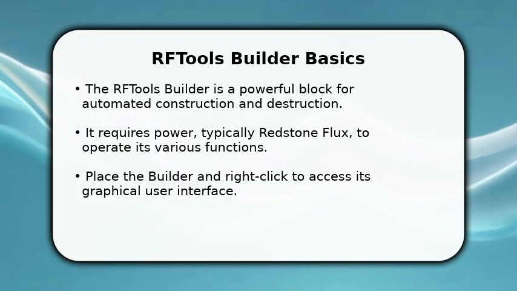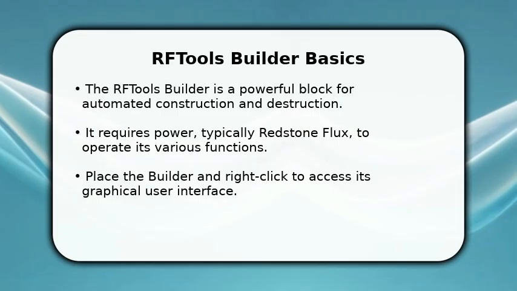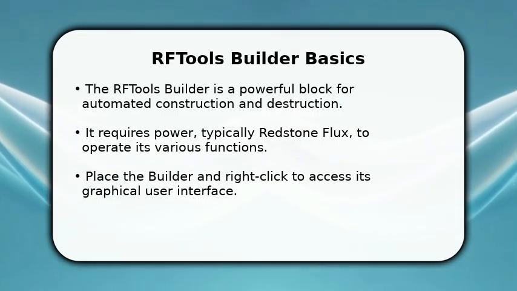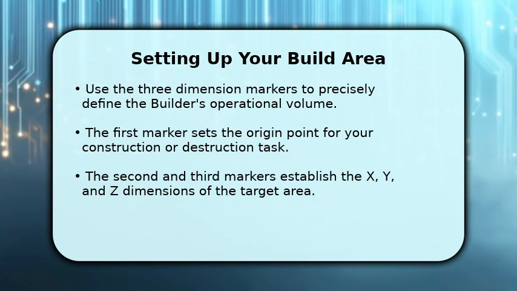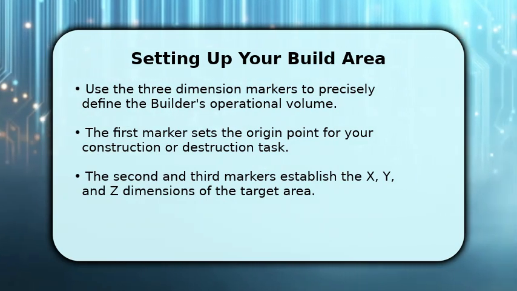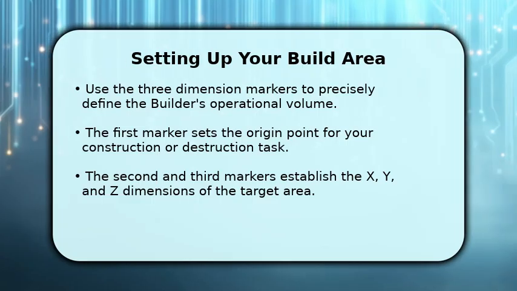Once powered, you can define its area of effect using the 3-dimension markers, setting up your first automated project. Defining the builder's operational area is crucial for successful projects. You'll use 3 distinct dimension markers to precisely outline the volume where the builder will work.